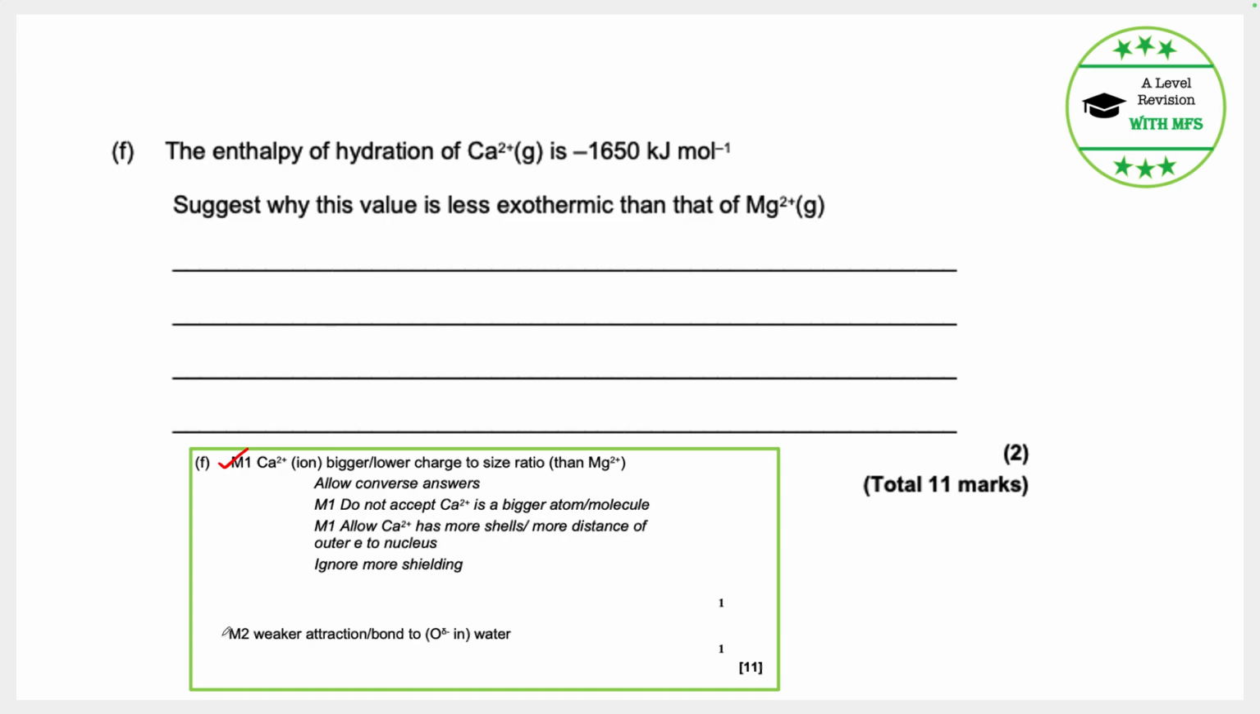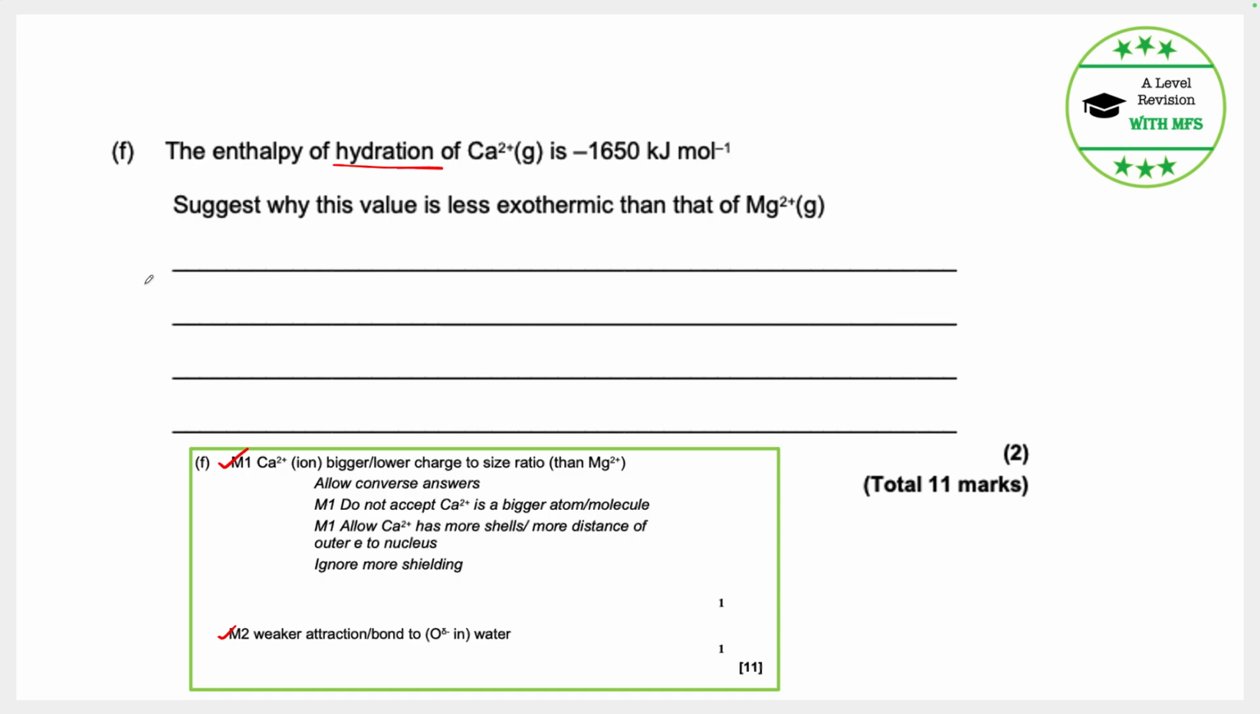Now the second mark is so what? If it's bigger, what happens? If it has a lower charge to size ratio, what's going to happen? Basically, because we're talking about the enthalpy of hydration here, we are assuming that these ions are in water. Because remember, condensation is when 2 molecules react and water is removed. Hydration is using water. And we're talking about the enthalpies of hydration here. So we need to reference water in our answer.